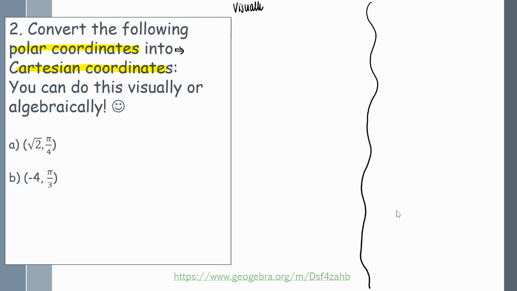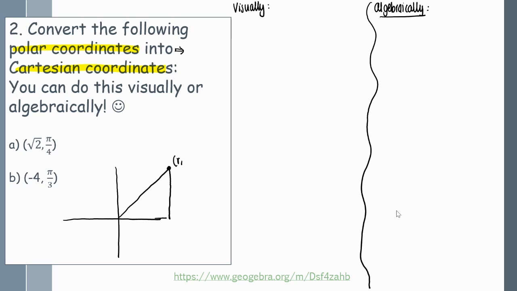We can do this two ways, visually or algebraically. I prefer to do it algebraically, but you might prefer visually. We're just going to go through example A today in this video. So, for the algebraic, we need to know two little formulas.